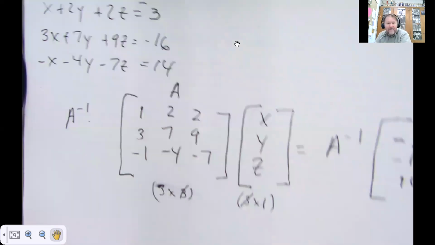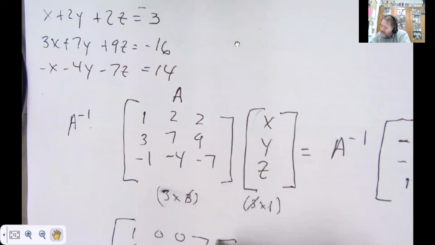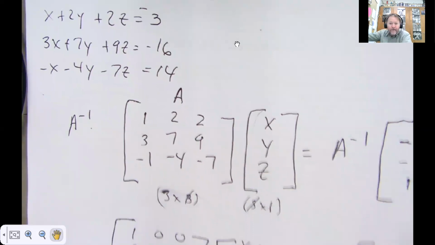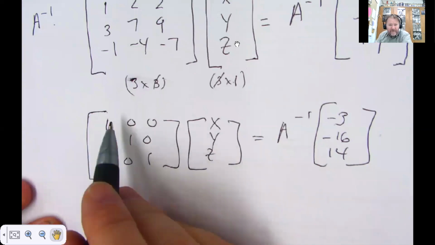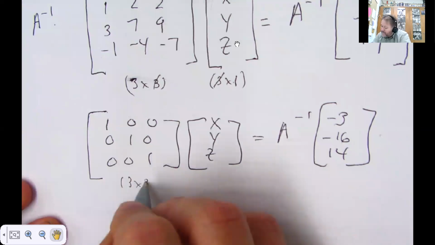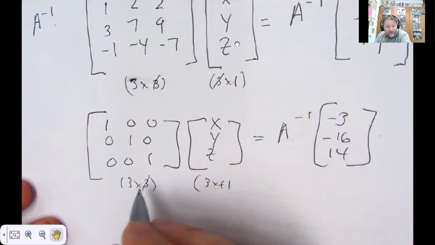If I multiply A inverse times A, I end up with the identity matrix, which is 1, 0, 0, 0, 1, 0, 0, 0, 1, times x, y, z, is equal to A inverse times this, which we'll just leave at this specific example, 14. Sorry about that. Now let's multiply this identity matrix by this. First of all, can you do it? It is a 3 by 3 times a 3 by 1. The two numbers in the middle, the number of columns and rows here, are the same.